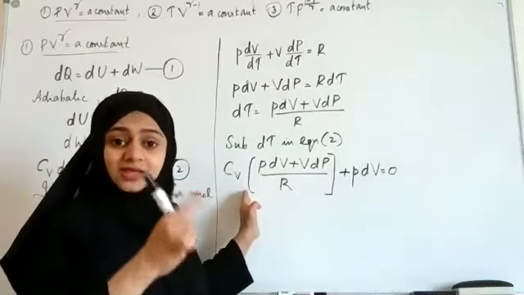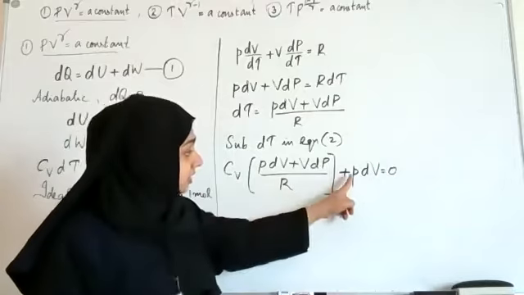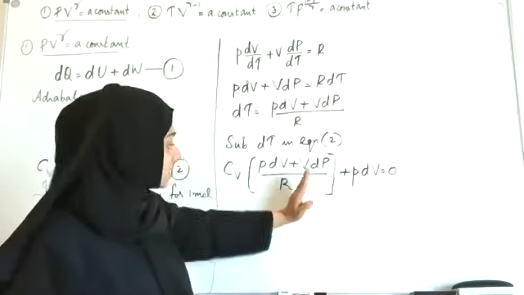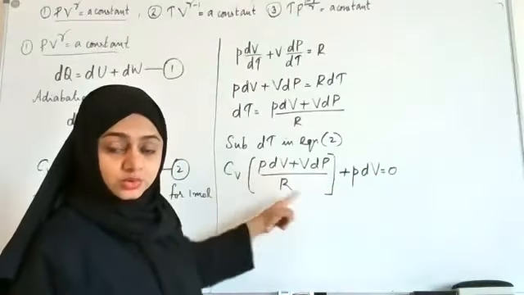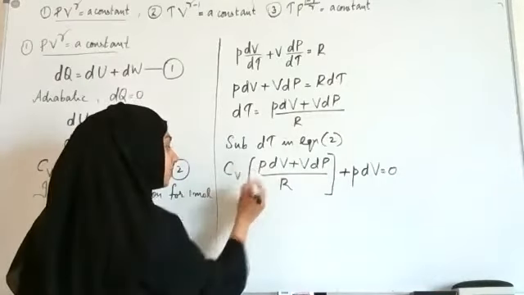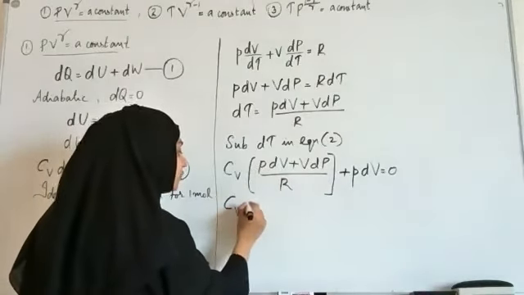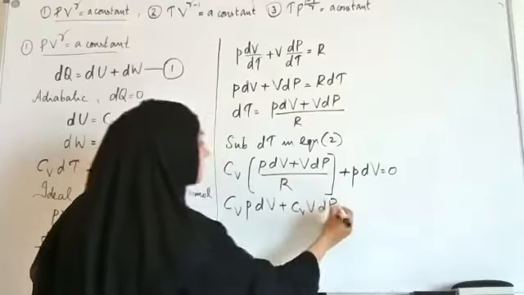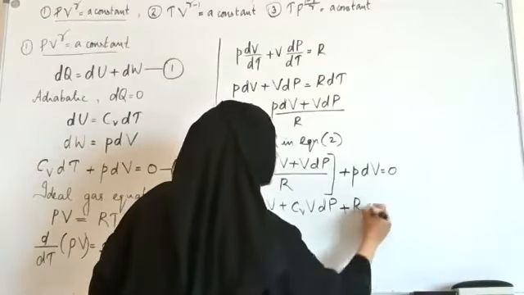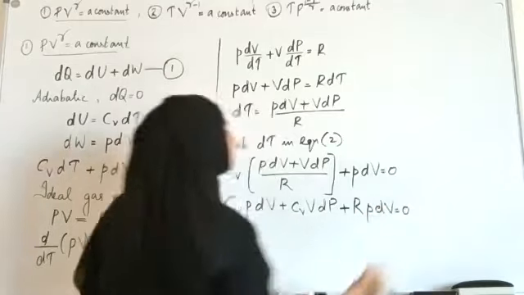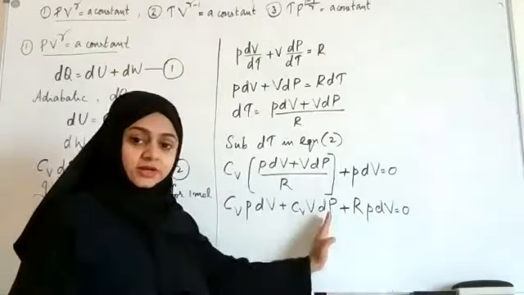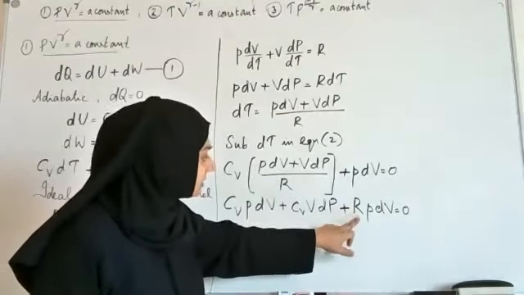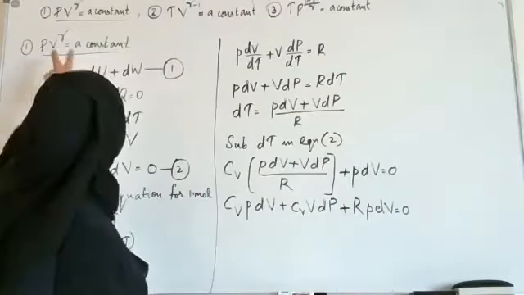In this term, R will get cancelled because R is in the denominator. Here R just gets multiplied. Is that clear? If there is any doubt, stop me in between. So taking Cv inside, this will be Cv PdV plus Cv VdP plus R PdV is equal to 0. Is this fine?